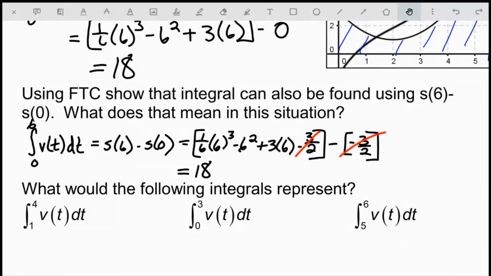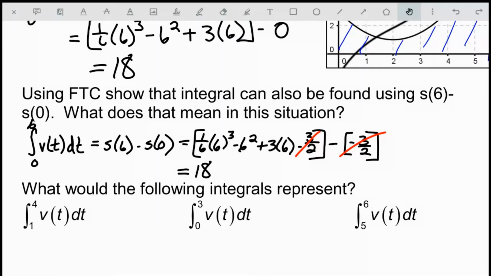Okay, so now we have this next piece here. It says, what would the following integrals represent? Now that we know we're integrating velocity functions, we're going to assume v of t is the velocity function. Then what I'm looking at on each one of these is just the displacement on the time interval from 1 to 4 for the first one, from 0 to 3 for the second one, and from 5 to 6 for the third one. So that's really the main idea.